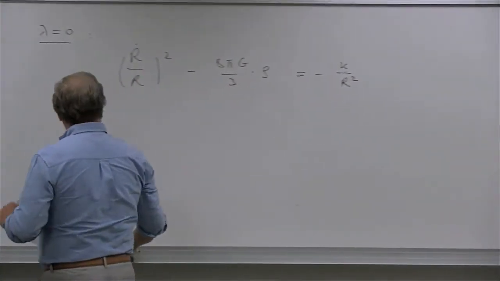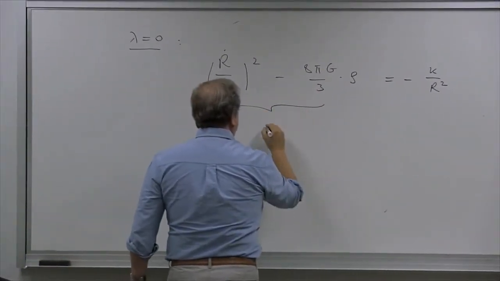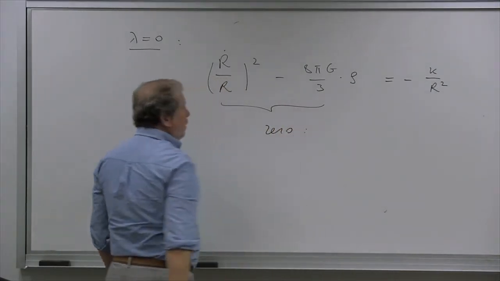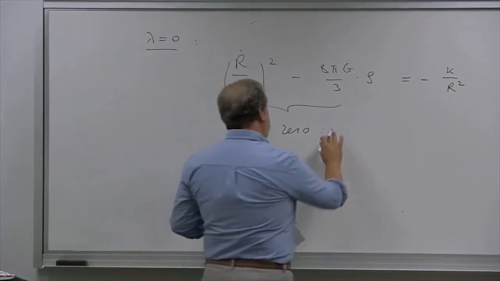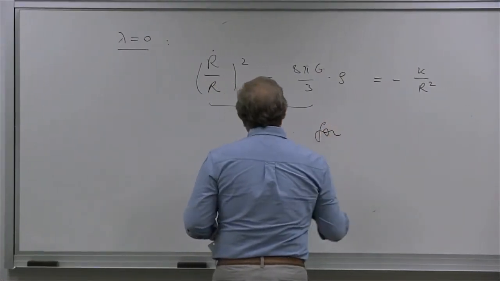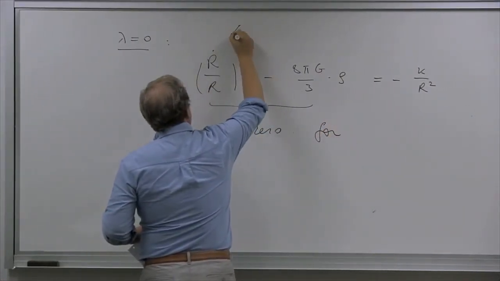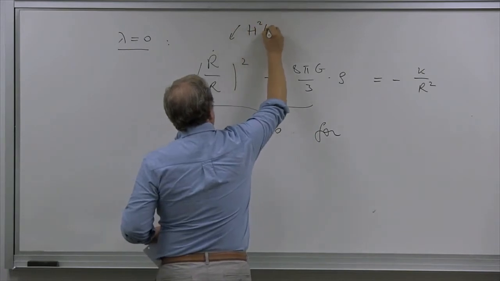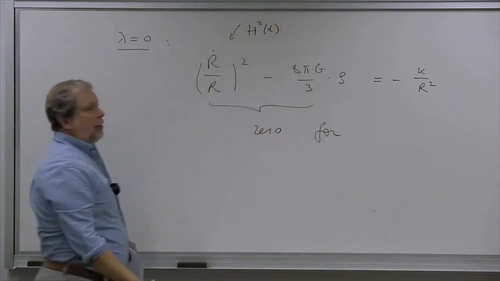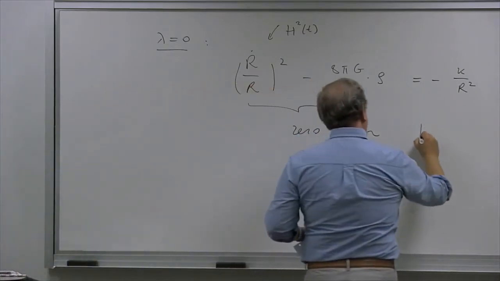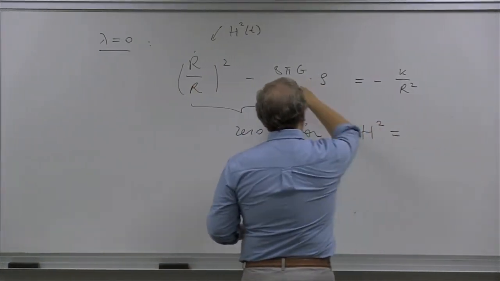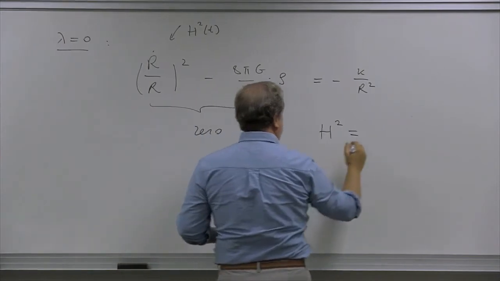So if we look at this equation, then we can ask our question, when is this quantity 0? And so we call this combination here h squared, and of course it depends on t, and in general has no intention of being constant. But this is 0 whenever h squared is equal to 8 pi G over 3 times rho.